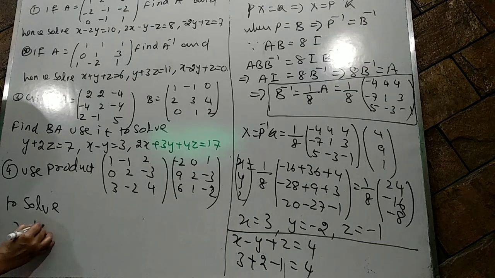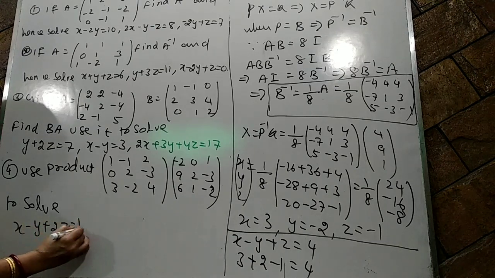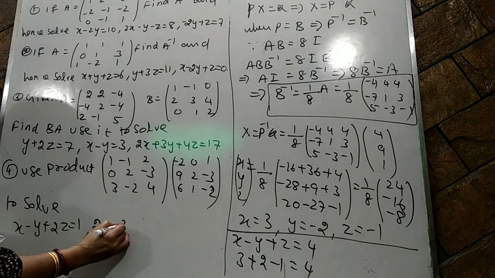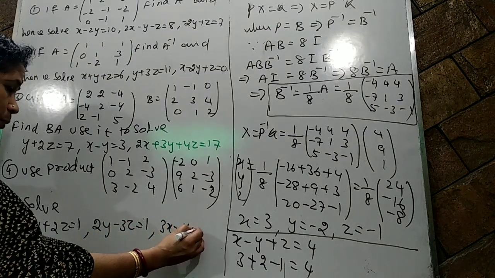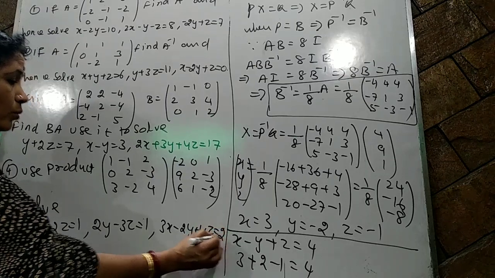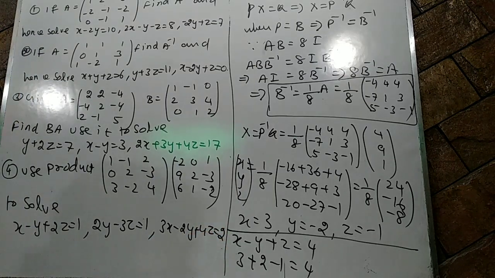x minus y plus 2z equal to 1. 2y minus 3z equal to 1. 3x minus 2y plus 4z equal to 2. Beta, this is question 4 that I have given here. Now listen, what I told you here, you will get it.